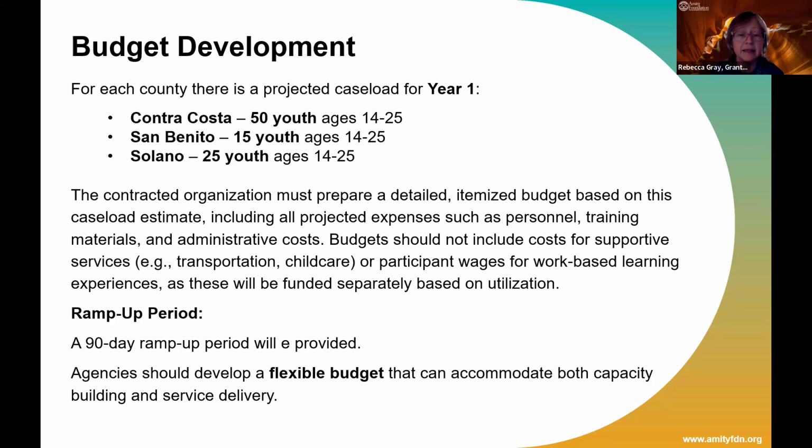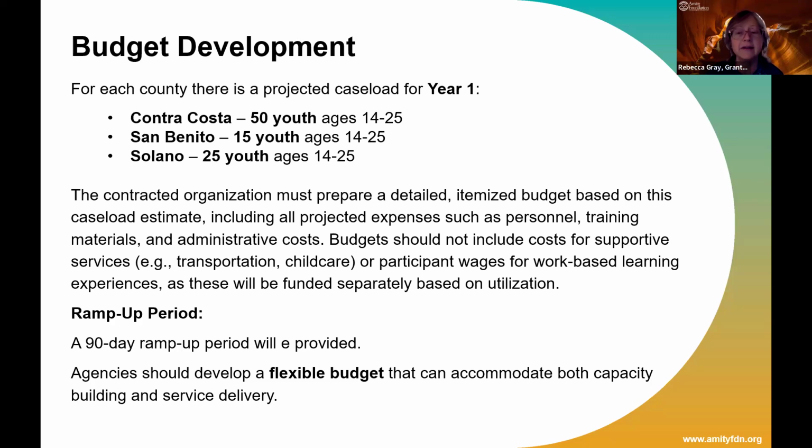A 90-day ramp up period will be provided to allow agencies to hire and train staff with expertise in youth services, participate in Amity-led trainings on program requirements and performance metrics, establish partnerships with DOR, probation, and other local stakeholders, and implement data tracking systems for effective service documentation and compliance.